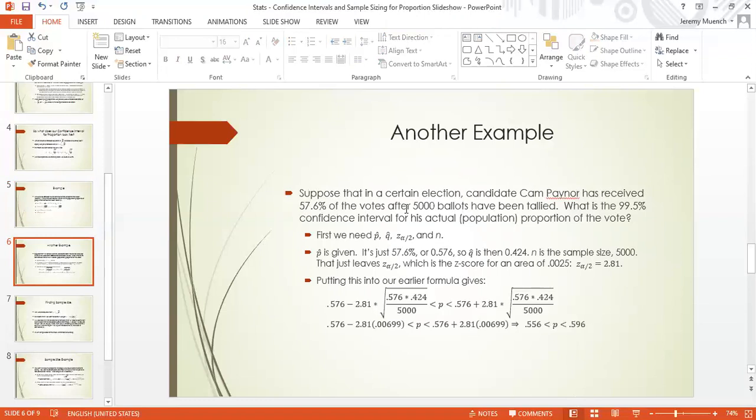So another example here. Suppose that in a certain election, candidate campaigner has received 57.6% of the votes after 5,000 ballots have been tallied. What's the 99.5% confidence interval for his actual population proportion of the vote? So when you see things like actual proportion, true proportion, these are all stand-ins for just population proportion.